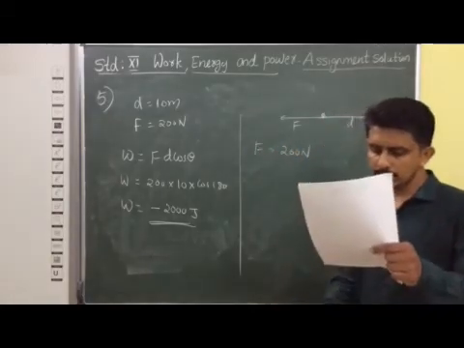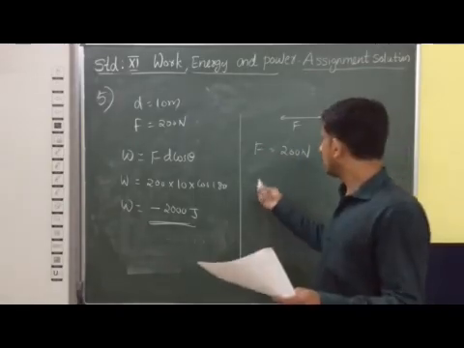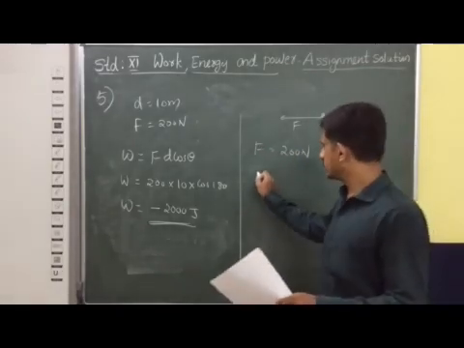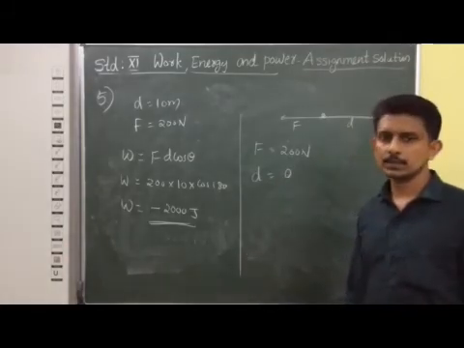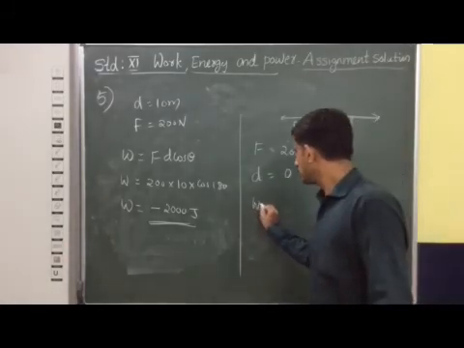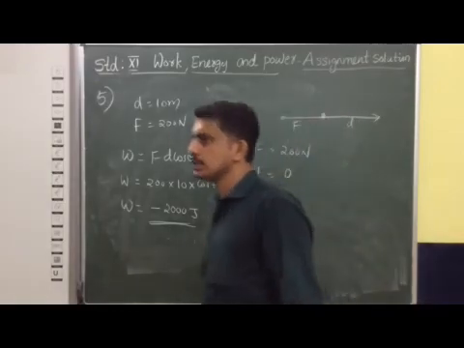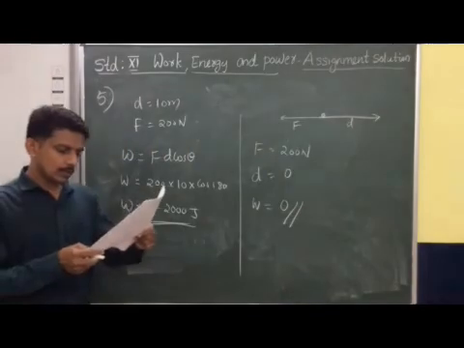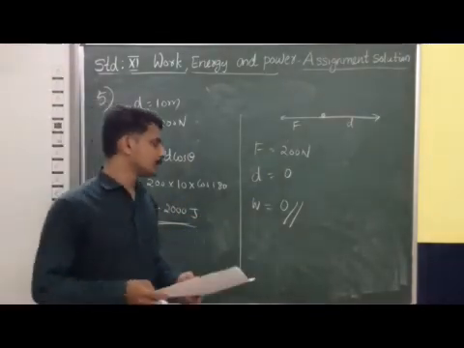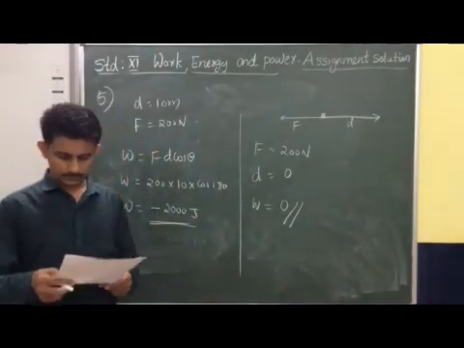But in this case we can see that the road is not undergoing a displacement. So displacement is zero, which means work done in this case is zero. So we can say that the work done by the cycle on the road is zero.